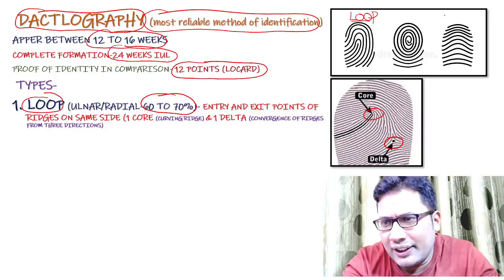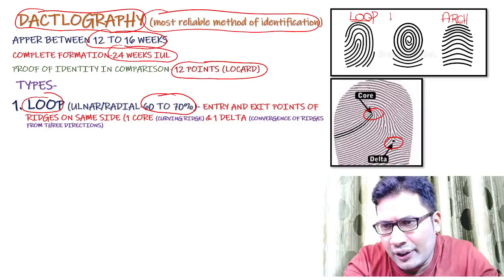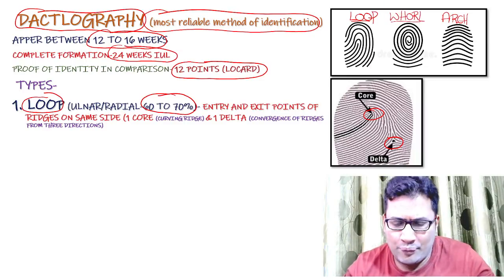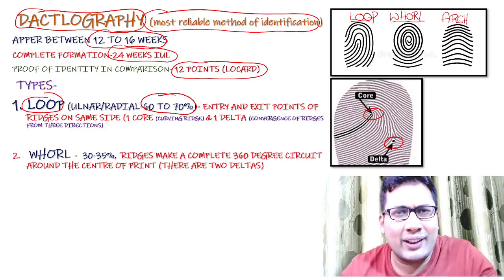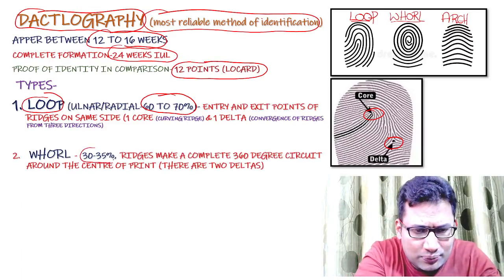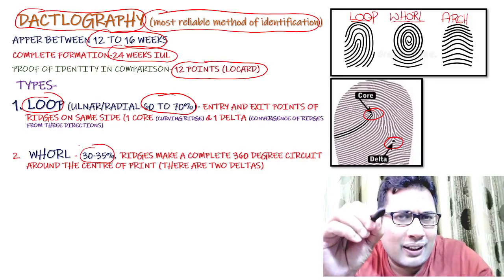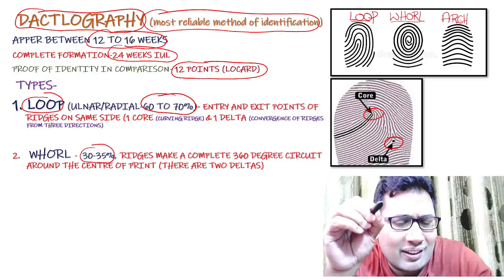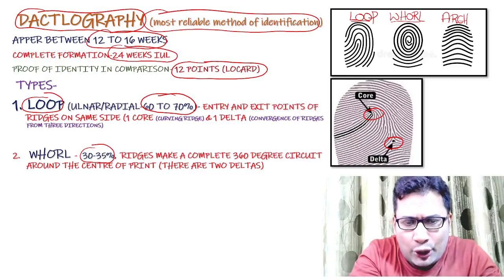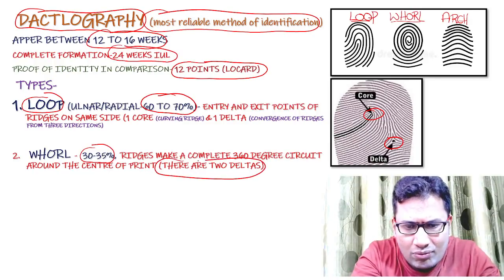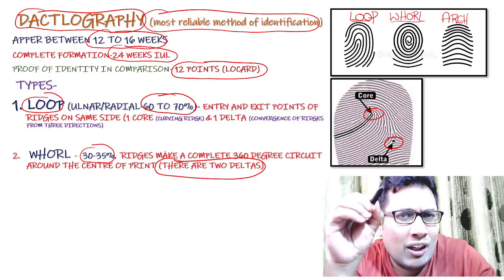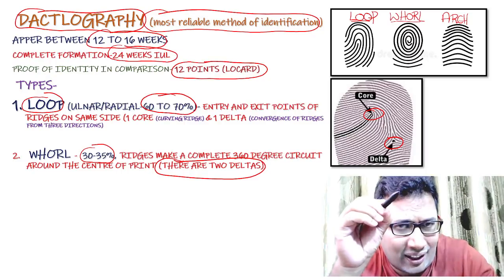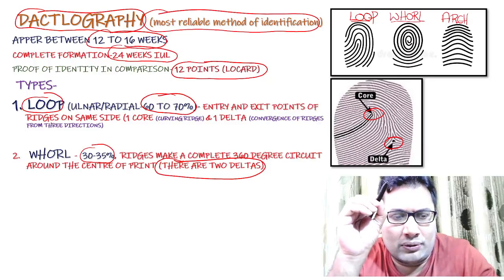The second one is the arch. And the third one is the whorl. You can see here the whorl. Let's see what is whorl. The whorl is around 30 to 35% of the cases. The ridges may complete a circle. Whenever the question says ridges may complete circle, then it is whorl. There are 2 deltas present. So this can be asked as an MCQ. Whenever there are 2 deltas, then it is whorl.